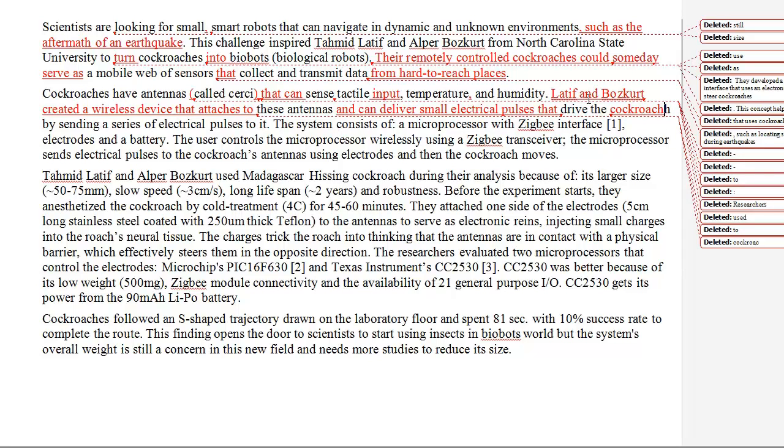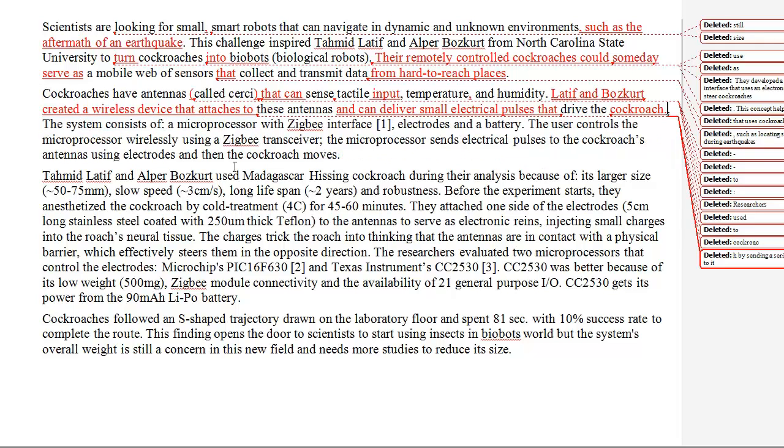I like to put the electrical pulses drive the cockroach rather than putting those concepts the other way around. So that's why I'm putting the electrical pulses before the driving. I think it just works slightly better there. So we get kind of this high level summary. We get a wireless device that attaches to the antennas and can deliver electrical pulses that drive the cockroach. So that's really summarizing exactly what this device does.